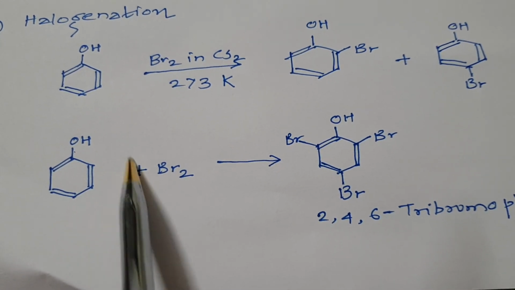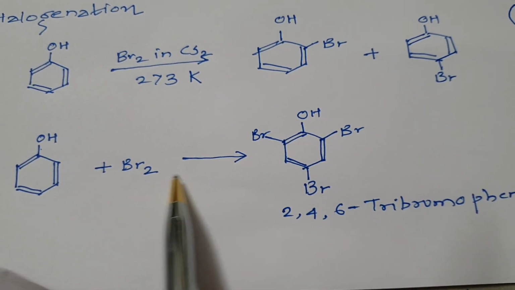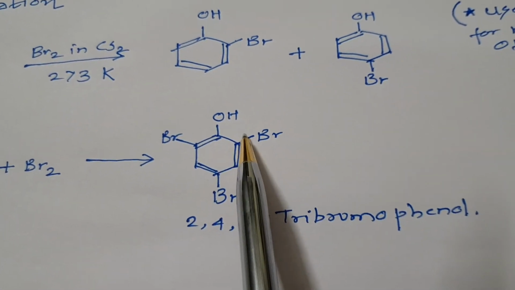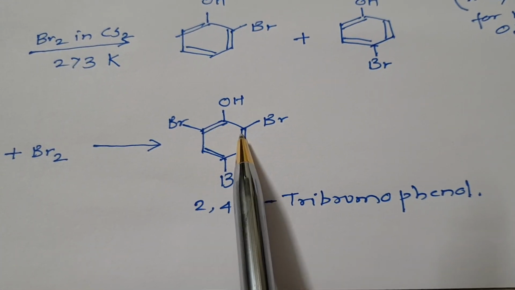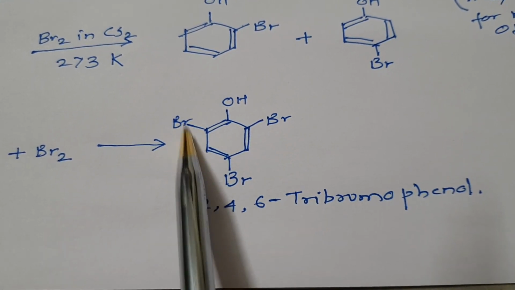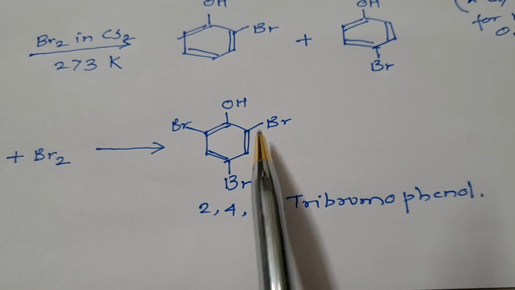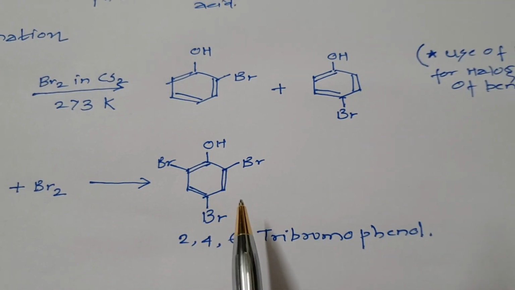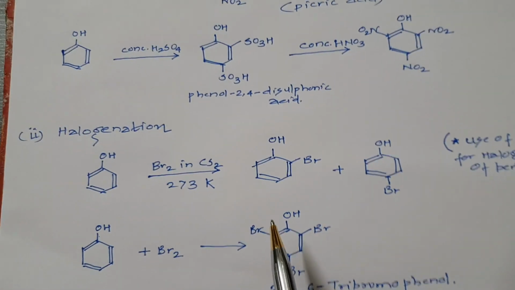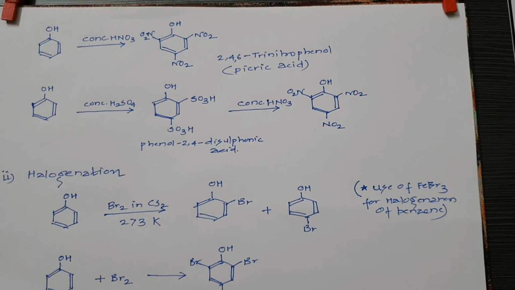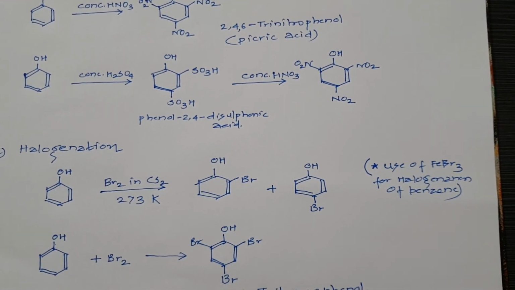If I have phenol and I carry out a reaction with bromine water, what I find over here is that all three hydrogens at ortho, para and ortho position get replaced by bromine, thus giving us 2,4,6 tribromophenol as our product. So we have understood two of these reactions: one is nitration and the other one is halogenation.